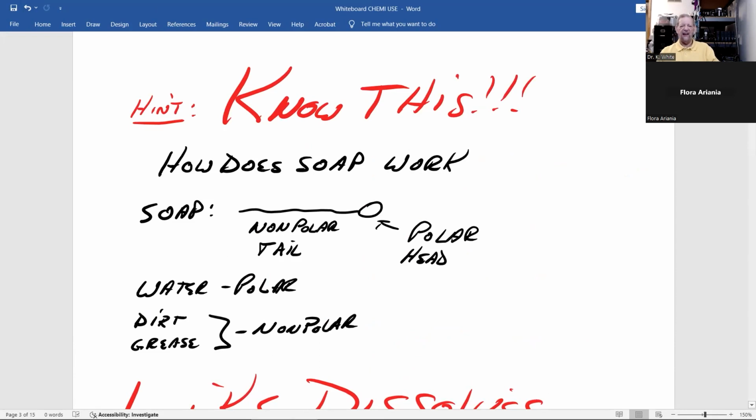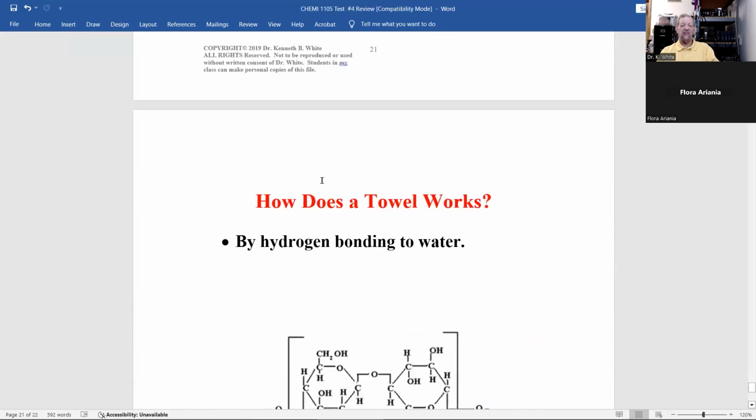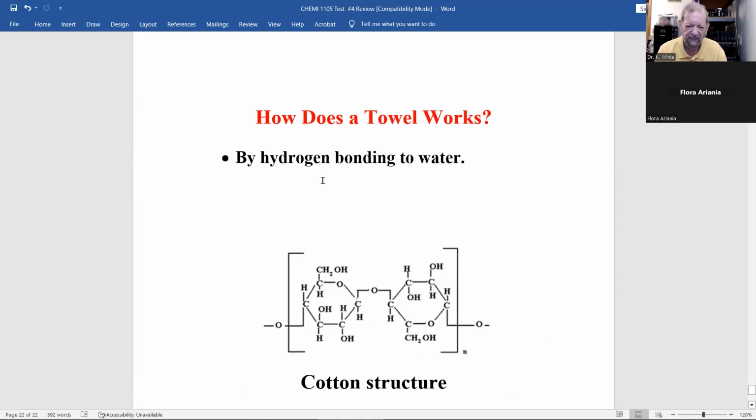And one final thing I'd like to discuss tonight is how does a towel work, or a paper towel? Now, cotton has these structures, and the OH groups on the carbon, called hydroxyl, are polar, and they attract water. How? By hydrogen bonding. And that's how a towel works. It's not magic, it's organic chemistry. And remember, you should know, how does a towel work? It works by hydrogen bonding to the water.